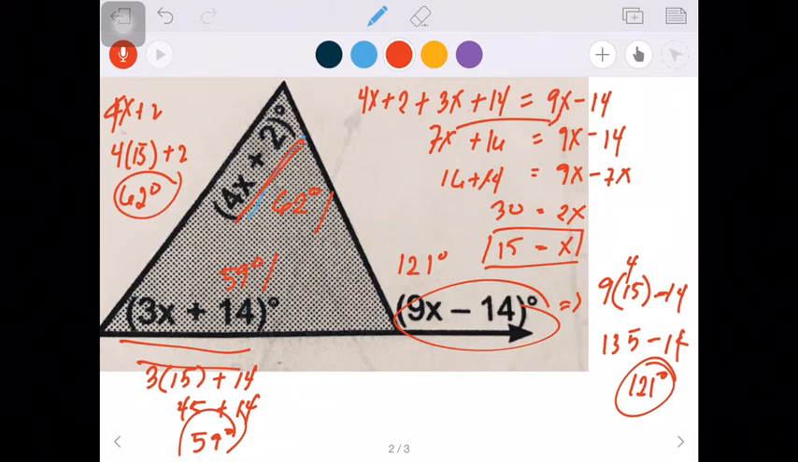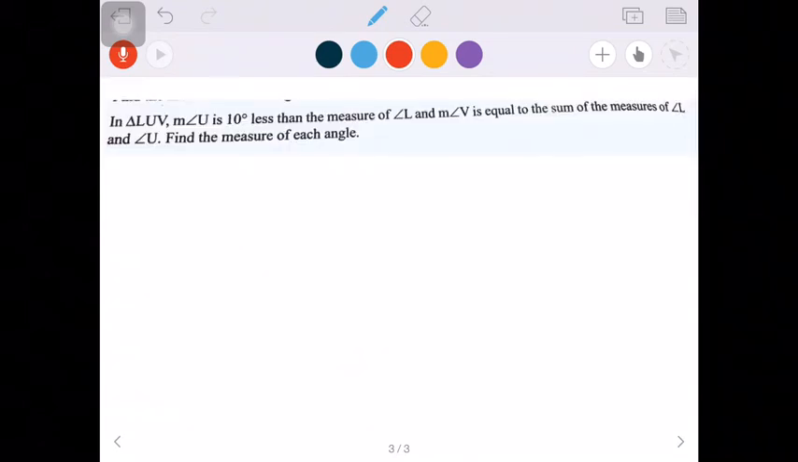And that is again through the use of the exterior angle and its relation to the remote interior angles of the triangle. Let's go to another example. This time, you're no longer given an illustration, but just the narrative. It says here, in triangle LUV, the measure of angle U is 10 less than the measure of angle L. And the measure of angle V is equal to the sum of the measures of angle L and angle U. Find the measure of each angle.